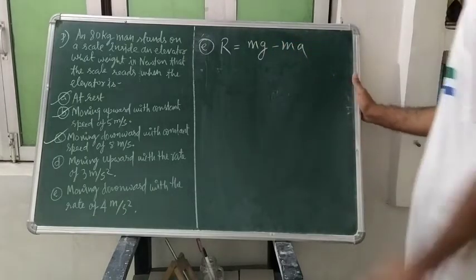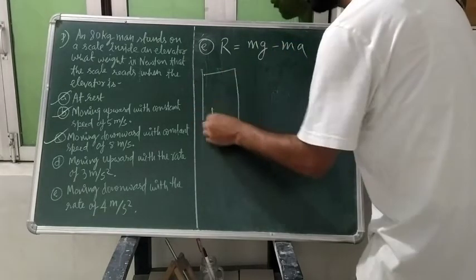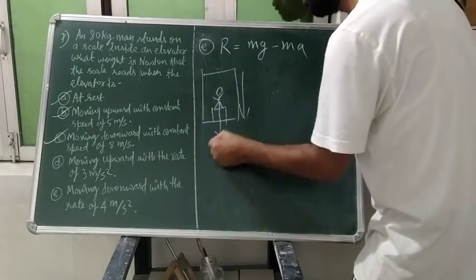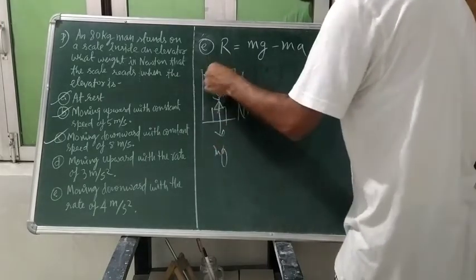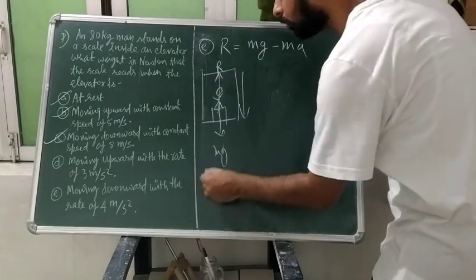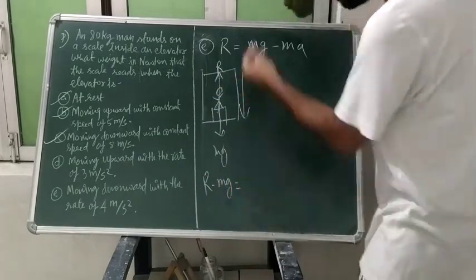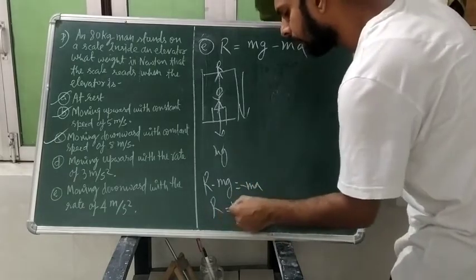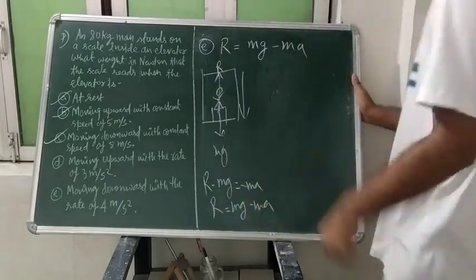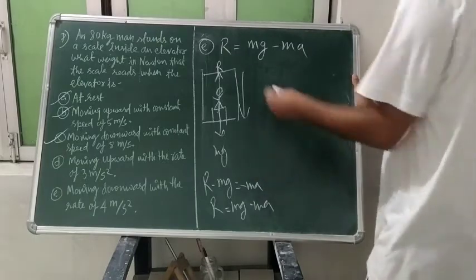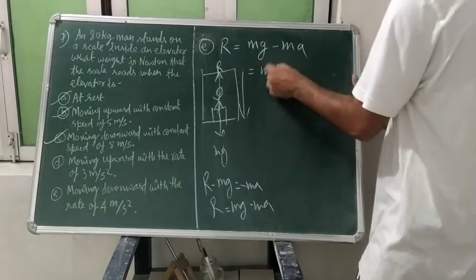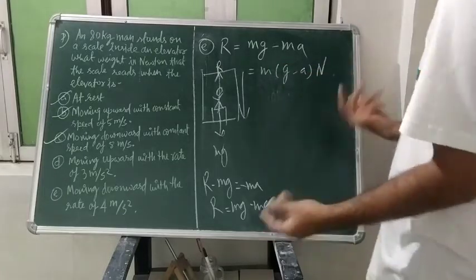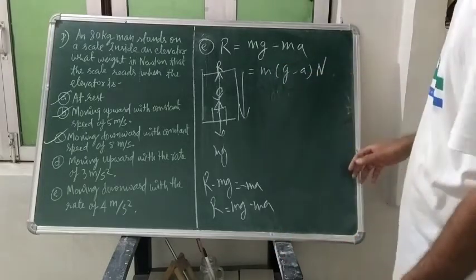You can look at this situation. Elevator is there, there is the scale, man is situated here. It is coming downward, mg will act in the downward direction, reaction will move up. Okay, R is positive, so R minus mg should be what? Downward direction is negative, so ma. So R will come out as mg minus ma. Isn't it? So taking mg common, you will get m(g minus a) Newton. Reaction is a kind of force, so that will be in Newton only.